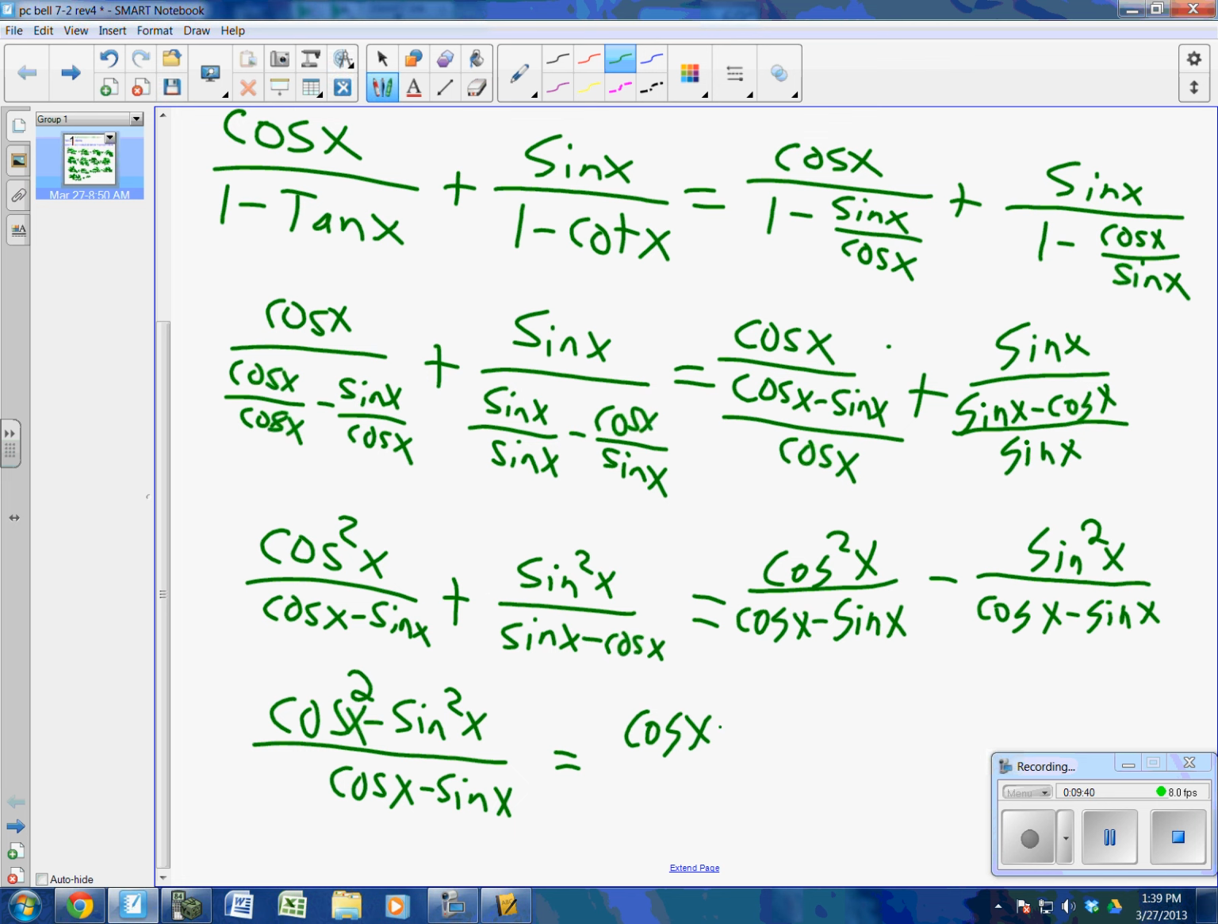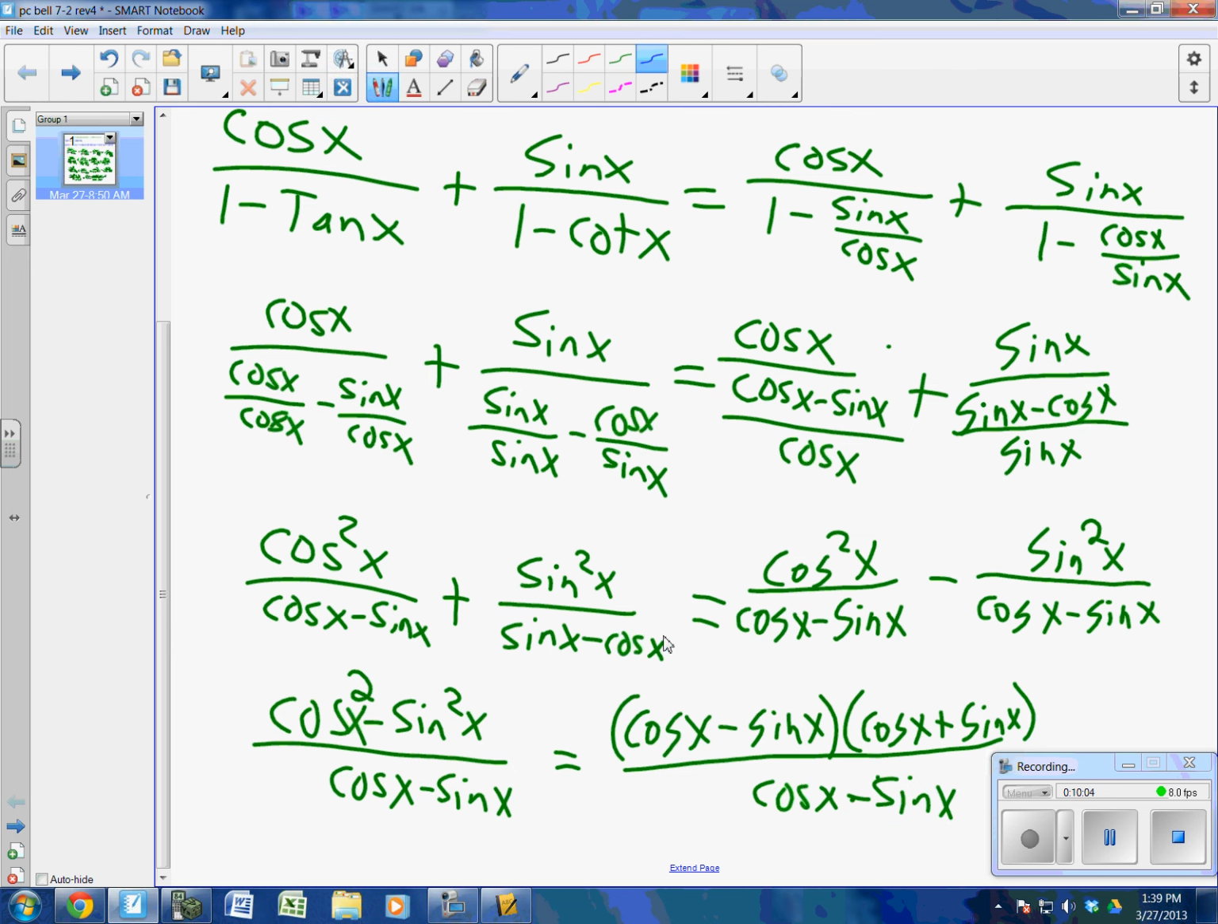That's right. Cosine of x minus sine of x times cosine of x plus sine of x all over cosine of x minus sine of x. Now, remember how I say you can cancel out whole factors? So I can't cancel this cosine with this cosine, or this sine with this sine. But I can cancel cosine x minus sine x, because it's a whole factor to itself, by this whole factor, cosine of x minus sine of x.